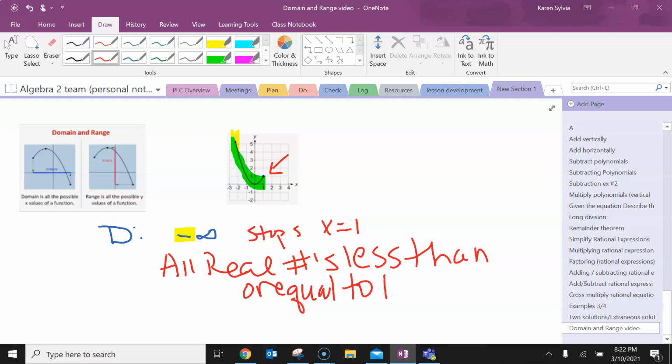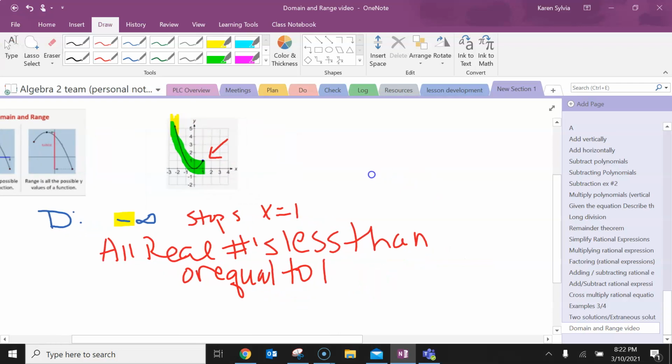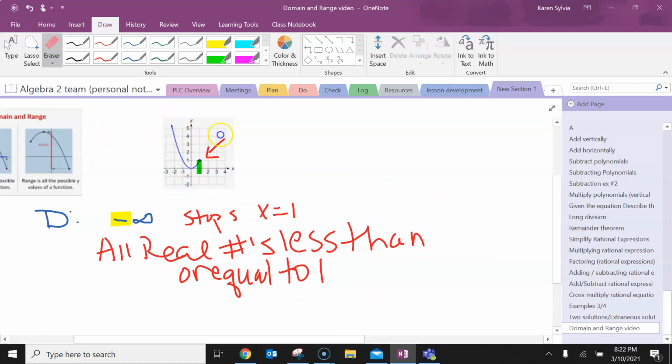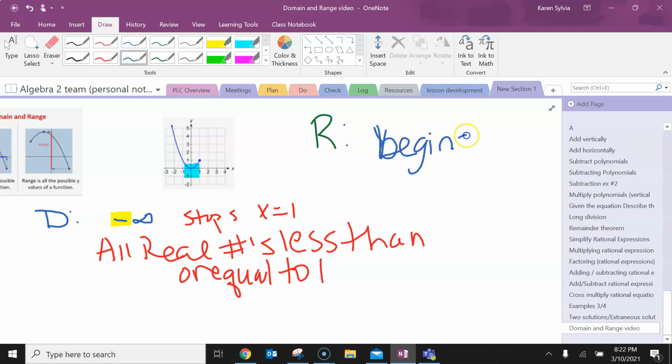Now when I look at my range, I'm going to look at it from a different view. I'm going to look at its lowest point to its highest point. So now, looking at the range, my lowest point is highlighted in blue at 0, 0. And again, now I'm only concerned with the y values. So I know its lowest point, or beginning point, is at y equals 0.